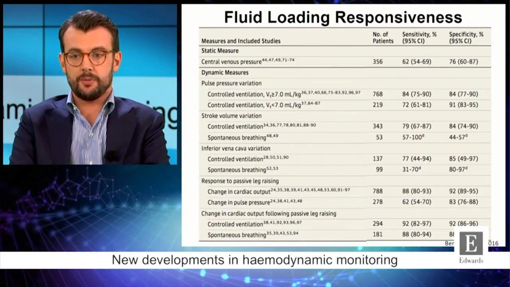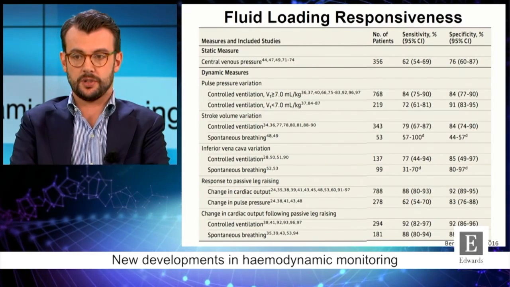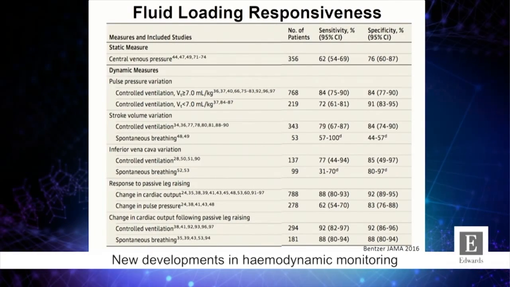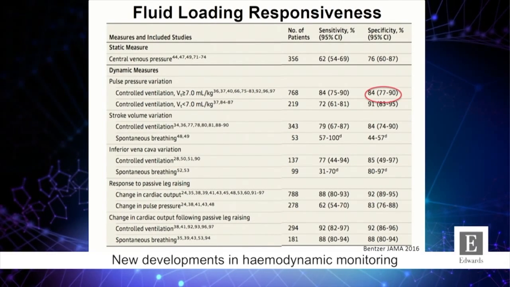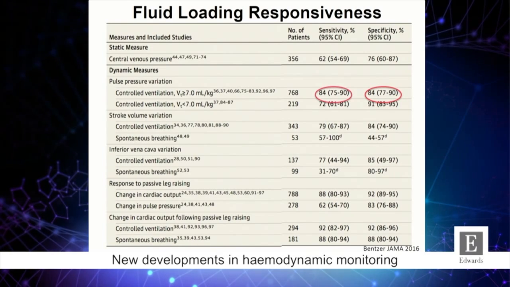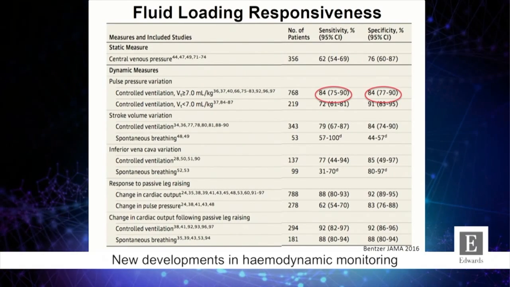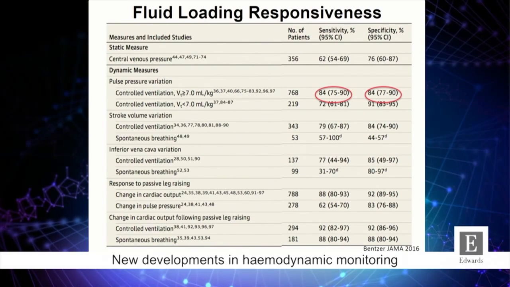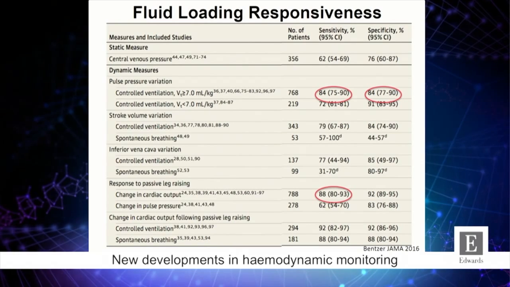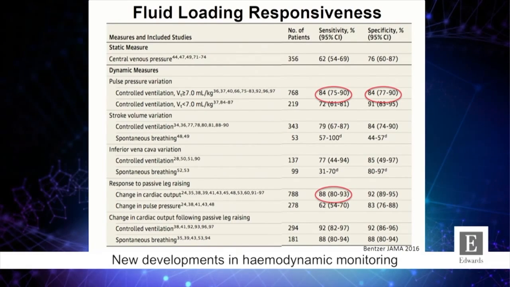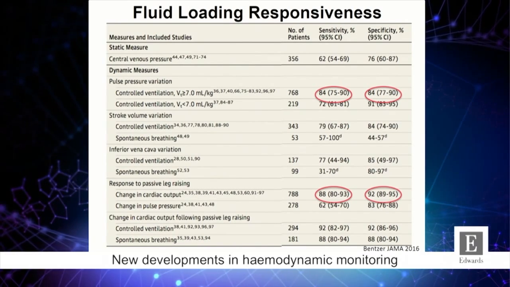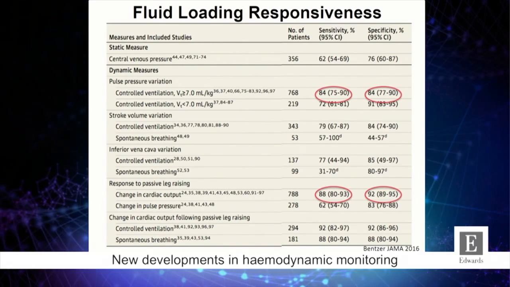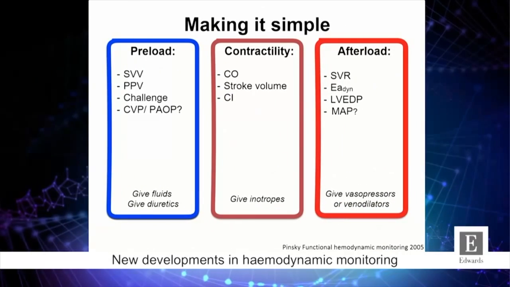So looking more in depth into this fluid loading responsiveness concept, this meta-analysis summarizes these findings. If you lump all of the literature together, we find that pulse pressure variation, given the limitations of the ventilator settings, spontaneous breathing, etc., is rather reliable in predicting fluid loading responsiveness. And passive leg raising has actually more accuracy to give us. So it is a valuable tool, but again, more an ICU tool than a theater tool.